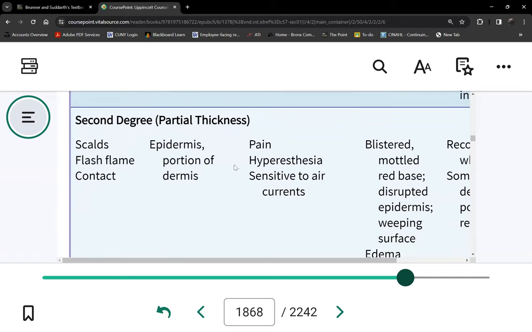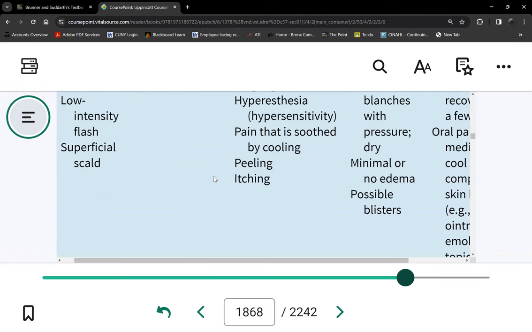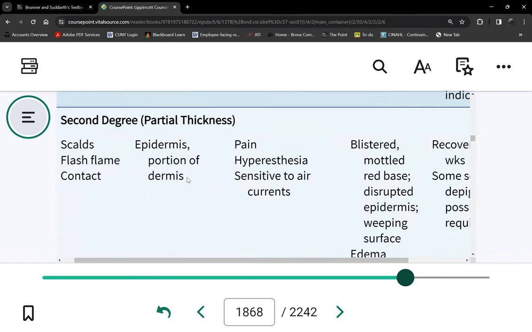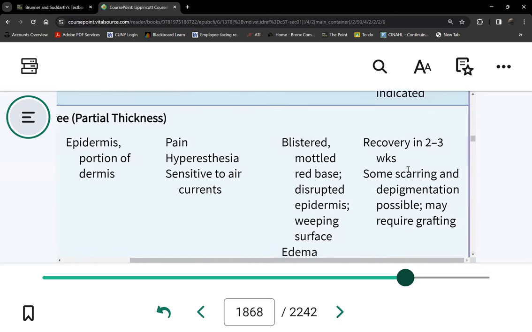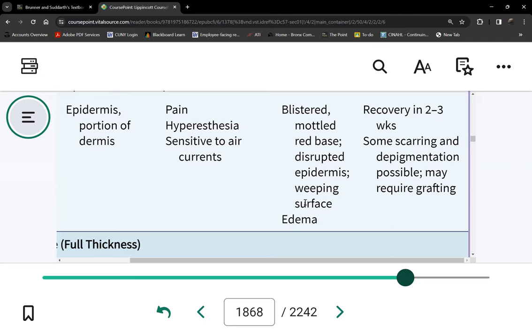For second degree, it now involves the epidermis as well as the dermis. Keep in mind the dermis contains all the living structures of your skin. So this will help regenerate the skin, grow new epithelial cells. So these are now beyond sunburns. If sunburn is the example in first degree, the examples here are scalds, when you're careless in the kitchen, for instance, and pour hot water or hot coffee on yourself. This one is more painful. There will definitely be blisters. There's mottling, weeping, and edema. So it'll take longer to heal.